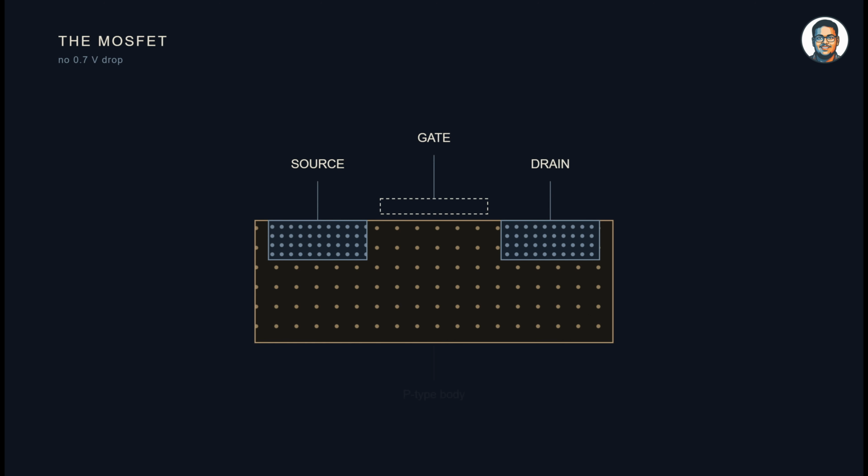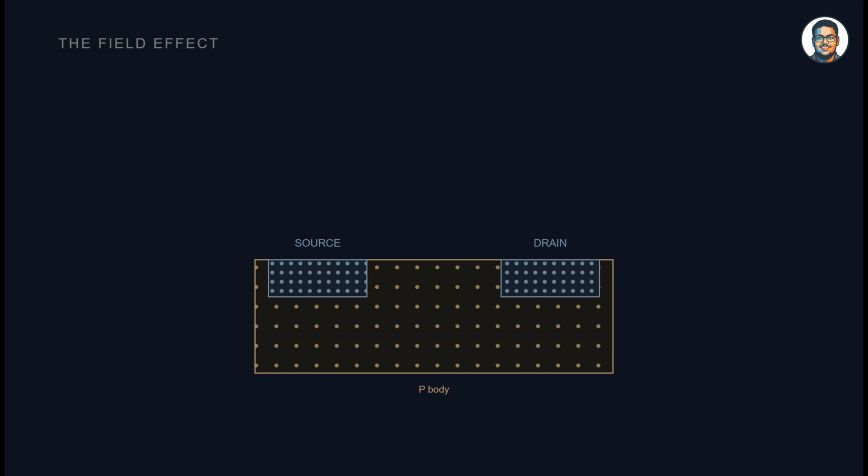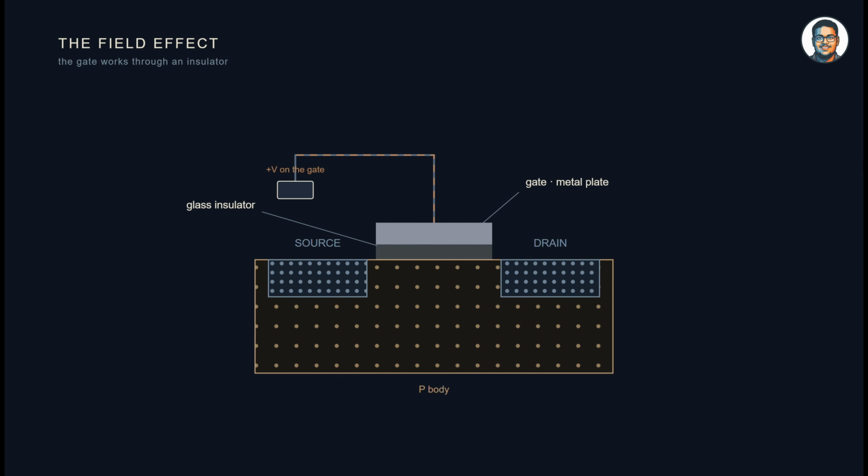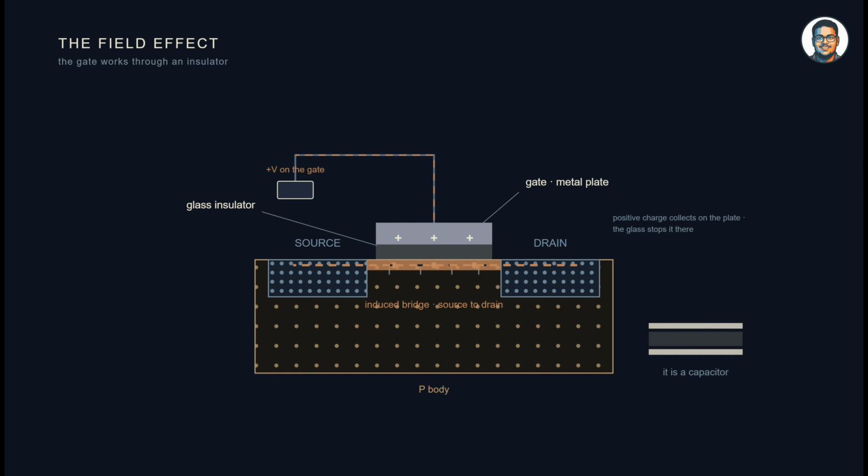Source and drain are N-type and the gate sits on top of a P-type body. The gate is basically a metal plate not in contact with the P-type body like in BJTs, but having a glass insulator in between. So there is no transfer of electrons but only an induction of charge in the P-type body that creates a bridge between the source and the drain. You can think of this system as a capacitor with the glass as a dielectric.